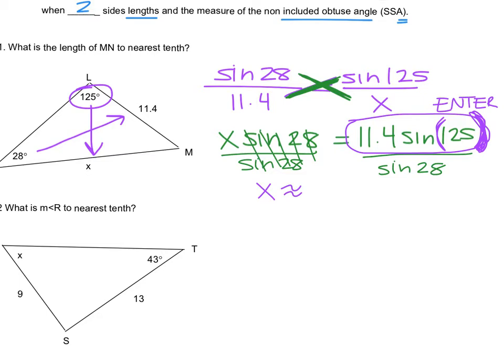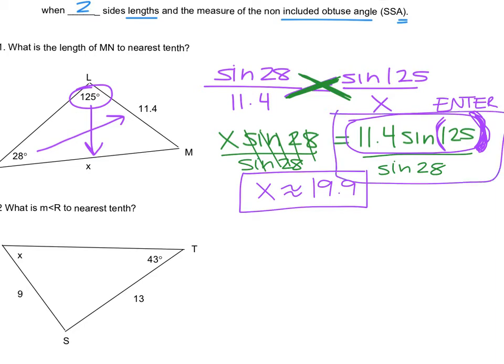That's the one. Yep, you should be getting 19.9 to the nearest tenth. Okay, anyone not get that? This whole thing, 11.4 sine 125. Either hit enter at that point and then divide by sine 28, or make sure you put this parenthesis in, because your calculator is going to give you that one. So you need to finish it off. Otherwise, your calculator thinks you're taking the sine of 125 sine 28, and we don't want the sine of that. We just want the sine of 125.